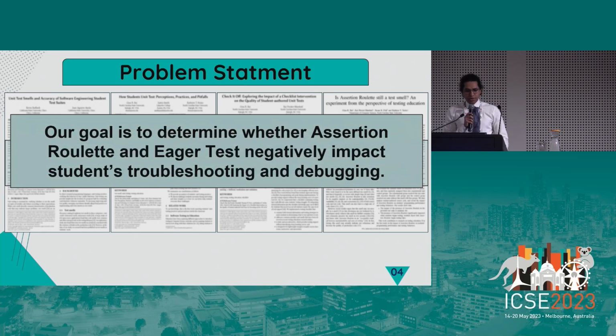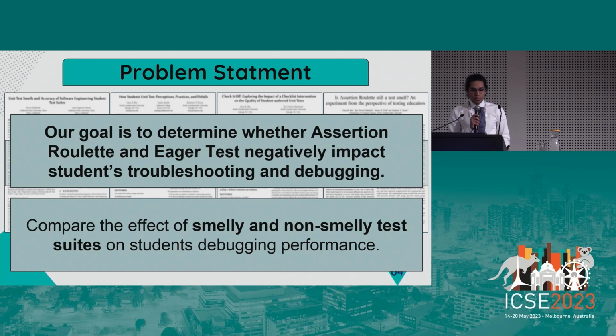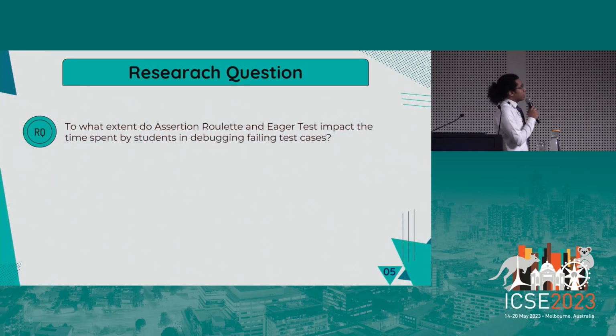So our goal is to determine whether assertion roulette and eager test negatively impact student troubleshooting and debugging. To do that, we compare the effect of smelly and non-smelly test suites on student debugging performance. Our study has one research question: to what extent do assertion roulette and eager test impact the time students spend debugging failing test cases?